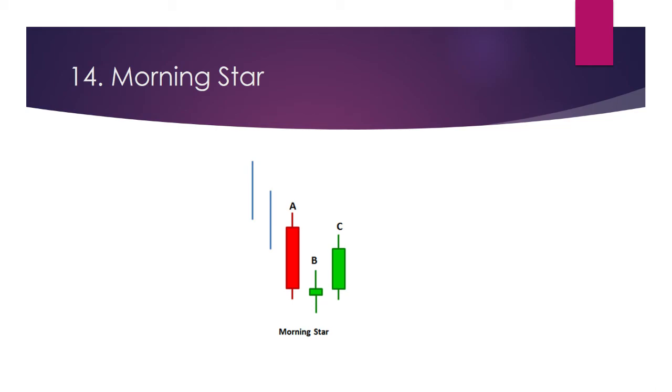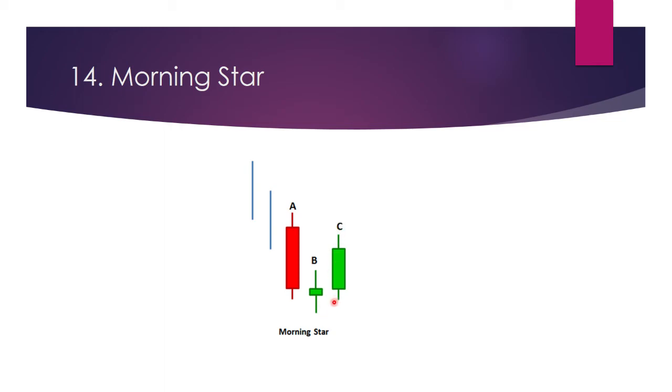Candle B can be bearish or bullish. So this could be a red instead of a green, okay? It must have a short body though, or a doji, indicating indecision in the market. This is just indecision right here, okay? The third candle must be a bullish candle. It must be a green, as we call it in the crypto world.